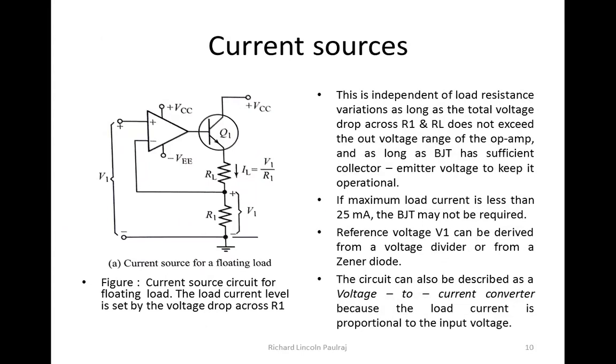And then we saw the importance of how the load current is actually not dependent on the load resistor, but it's very much dependent on R1. So I can say that IL is equal to V1 by R1. If I change the value of this R1, it means that my output current is ultimately going to change. It's not because of the RL, but because of the R1.